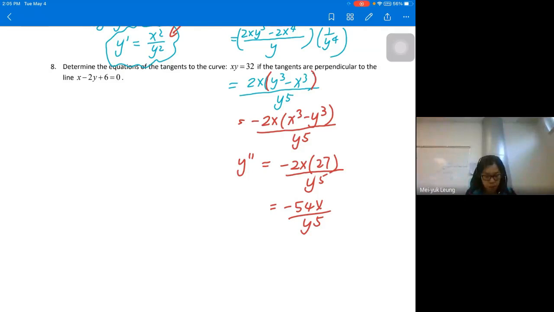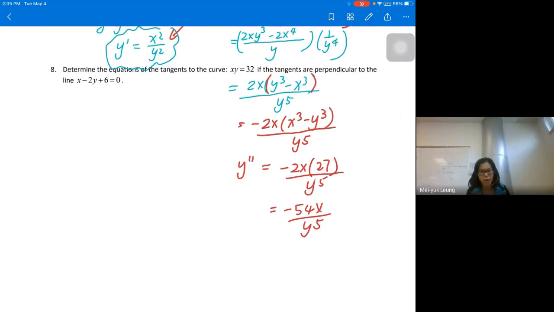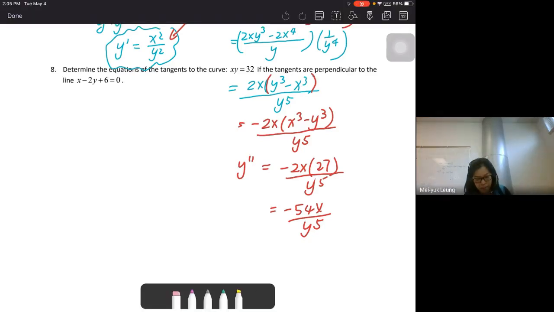Okay, so this one, number 8, is trying to find the equations of the tangent lines to this curve, x times y equals 32, if the tangents are perpendicular to another given line. So it's all about the tangent, right? The slope of the tangent. So now we need to find the slope of this line and also the slope that is perpendicular to this line. So the best way to do it is to rewrite this equation in the slope intercept form.